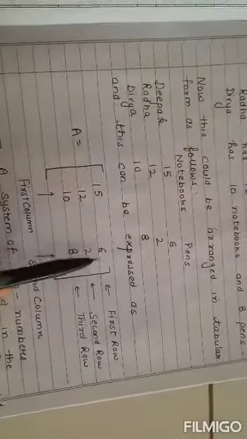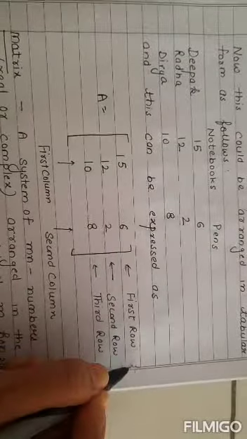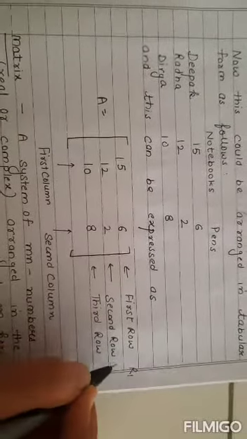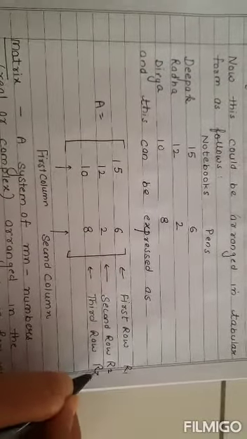The horizontal lines, this is your first horizontal line, second and this is third, are known as the rows. So this is the first row, this is the second row and this is the third row. In short form you can write this as R1, here you can write R2 and for the third row you can write R3.